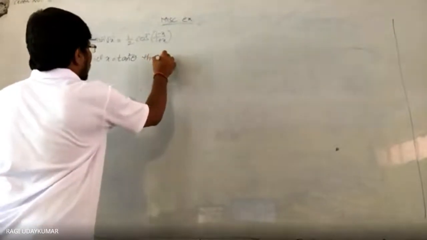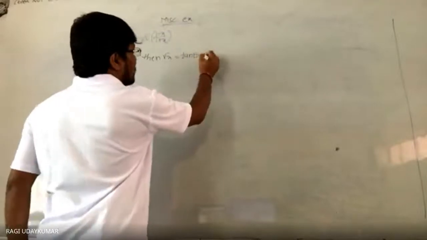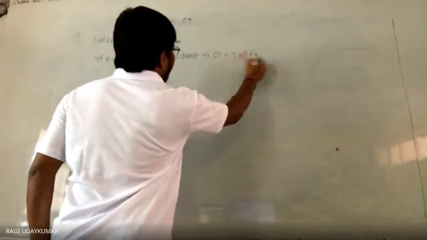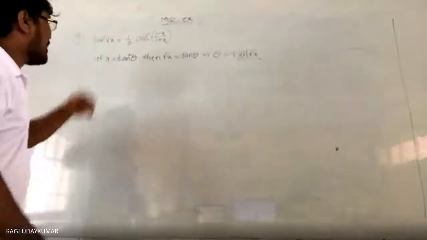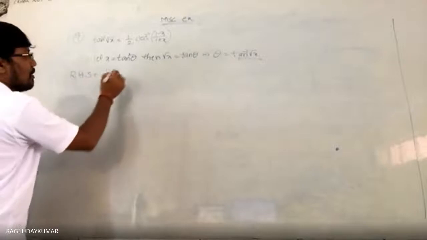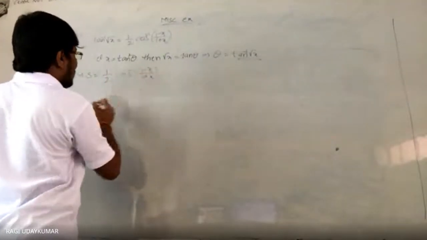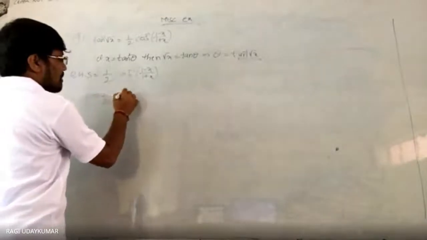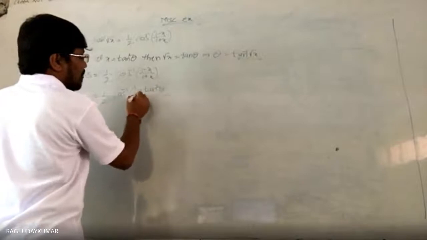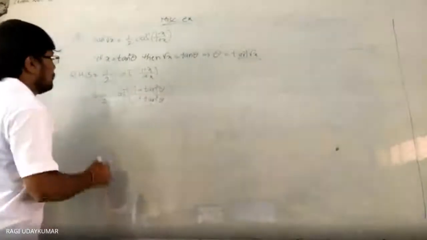Then what do you get actually? Root x is equal to tan theta आएगा, and this implies theta is equals to tan inverse of root x. So now let us take the RHS, right hand side. So what do you get here? 1 by 2 of cos inverse of 1 minus x by 1 plus x, that is 1 by 2 of cos inverse of 1 minus tan square theta by 1 plus tan square theta.